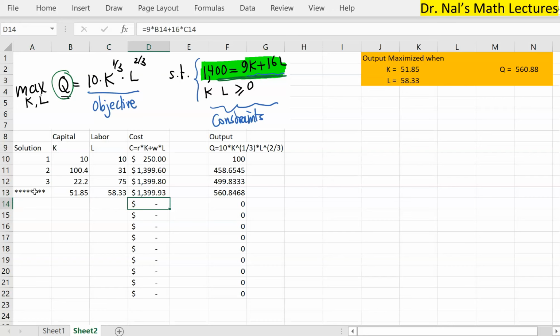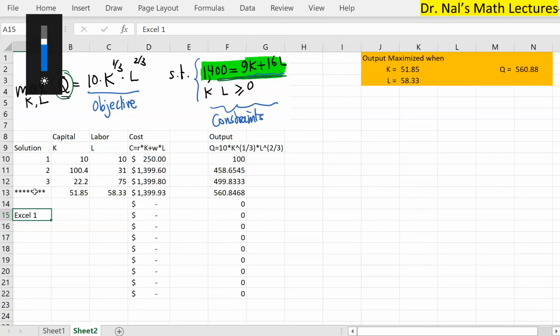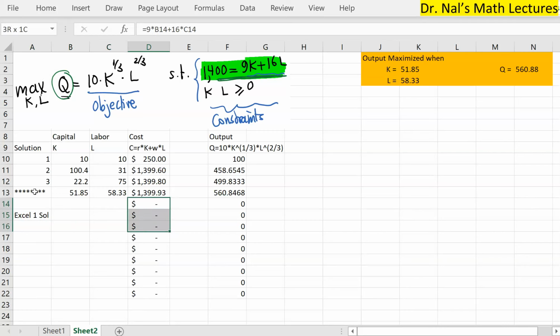Let's see if we can have Excel do it for us, right? So let me just go ahead and provide you 2 different ways to solve this problem. So Excel 1, that's one way. One way we can model it is Excel. Okay, solution one. One way to do it is we can do the trick that we employed earlier. So in the following way, let's keep it.